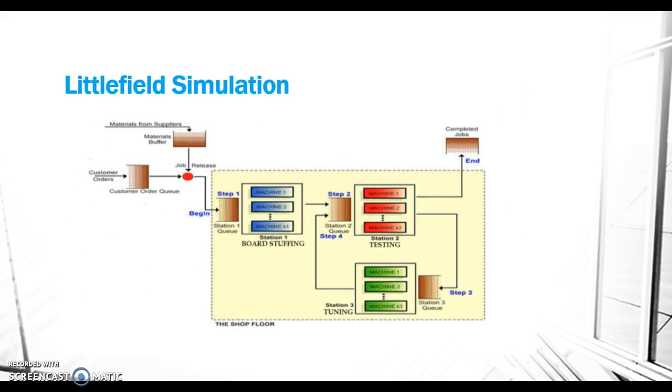Here we have the Littlefield simulation that we were basing it off of. This is the layout of it, and it's basically saying that we have 3 different machines, as Courtney was talking about, and we go through it using an understanding of operations management, and we look at our utilization and the number of jobs we're completing.